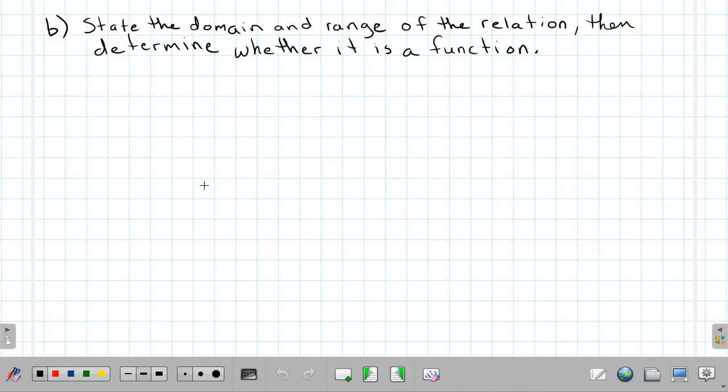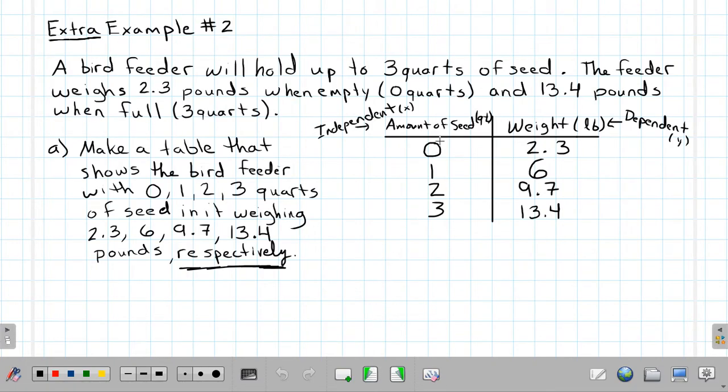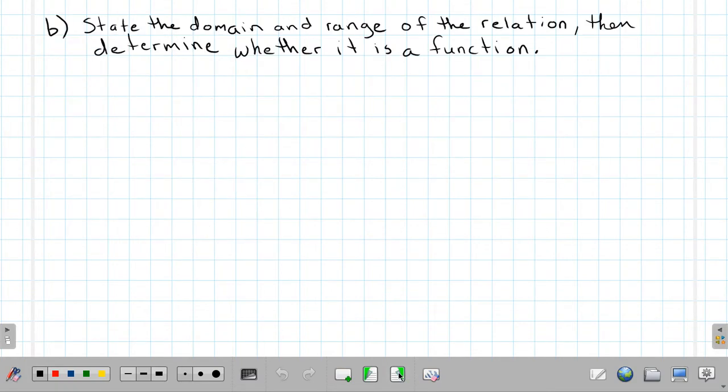Now let's go ahead and answer the second question. Just like the last example, the second question is to state the domain and range of the relation, and then determine whether it is a function. Once again, if we've got the table made out, it's pretty easy to tell what the domain and range is. The domain is going to be the amount of seed. So what amounts of seed do we have? That means the domain is going to be, once again, with the braces, 0, 1, 2, and 3.